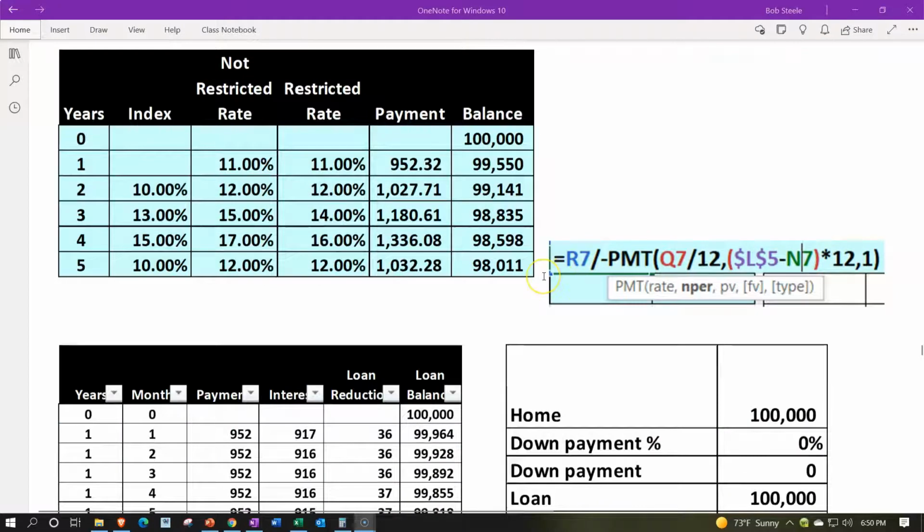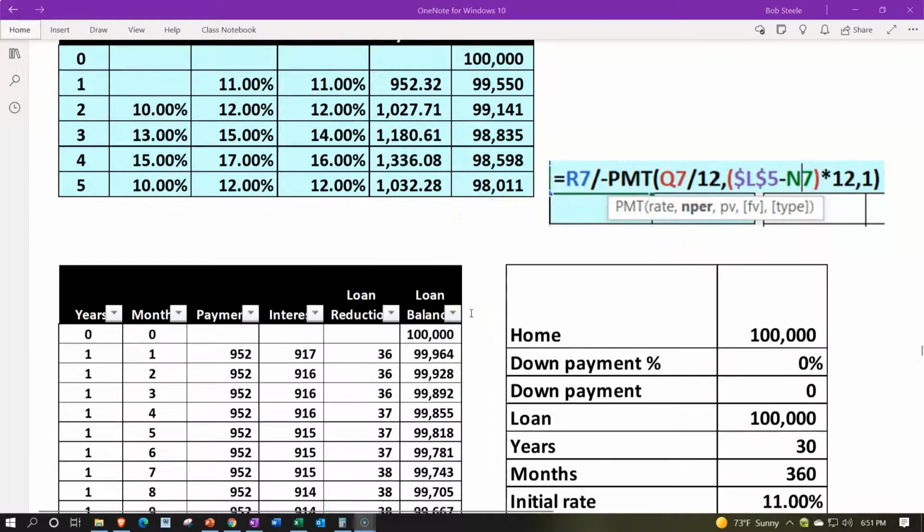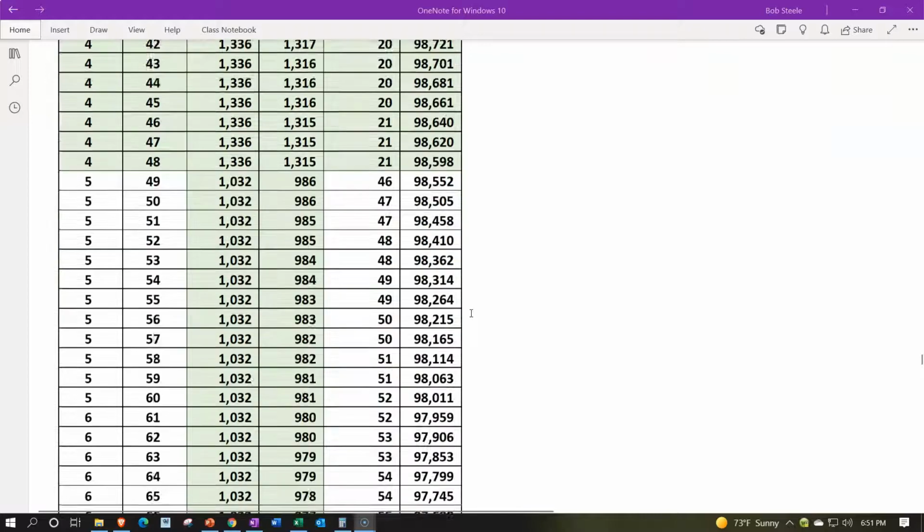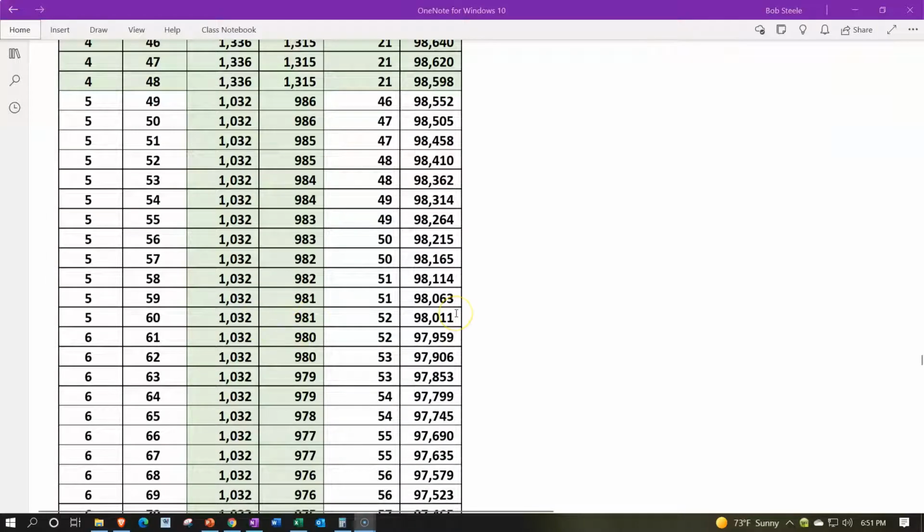And then we can calculate the balance down here, which would be the calculation of the payment divided by the payment calculation rate, which would be the 12% divided by 12, comma, the years, which would be 30, totally absolute reference, minus N7, which would be the 5, times 12 to give us the months, comma, 1 for the present value. That gives us the balance of the 9811. That should be what we get after year 5. Let's check it out. 9811 right there. That looks good.